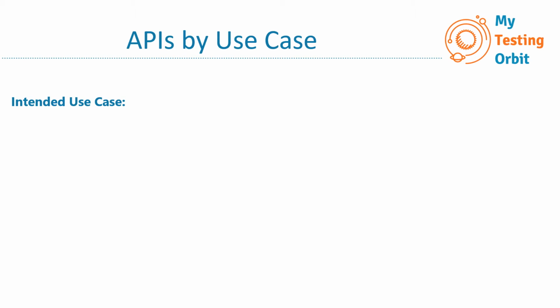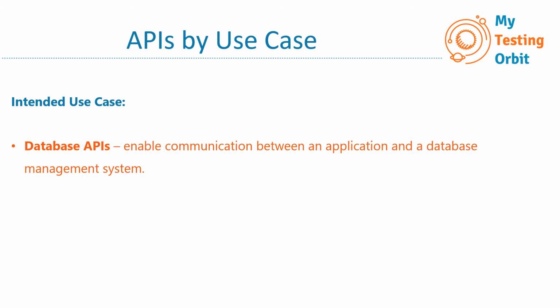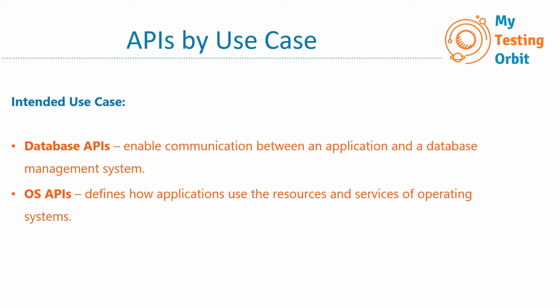Let's have a look at the APIs by use case. The intended use case can be database APIs, which enable communication between an application and a database management system, or they can be operating system APIs, which define how applications use the resources and services of operating systems, or they can be web APIs, which are the widely used kind of APIs, and this is what we will be discussing a lot in this series.